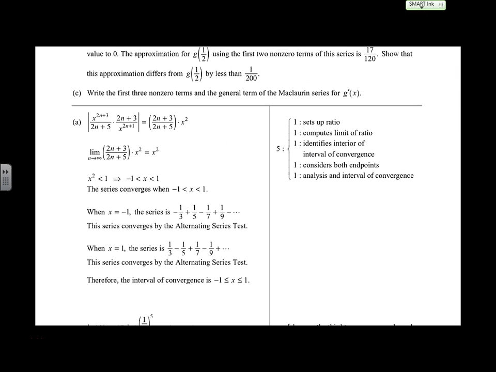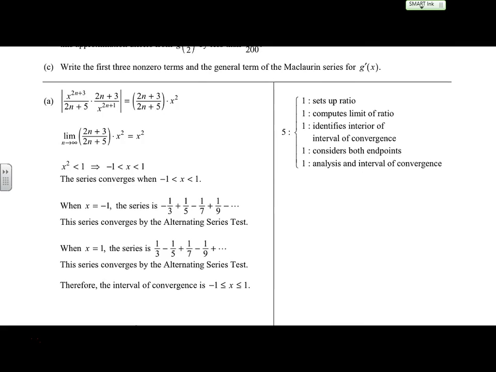Oh, dumbo, I forgot the test endpoints. Interval of convergence. That's the only time I've ever forgotten to do that. Struggle, you were close. It happens every now and then. You're just going fast, trying to get it done.